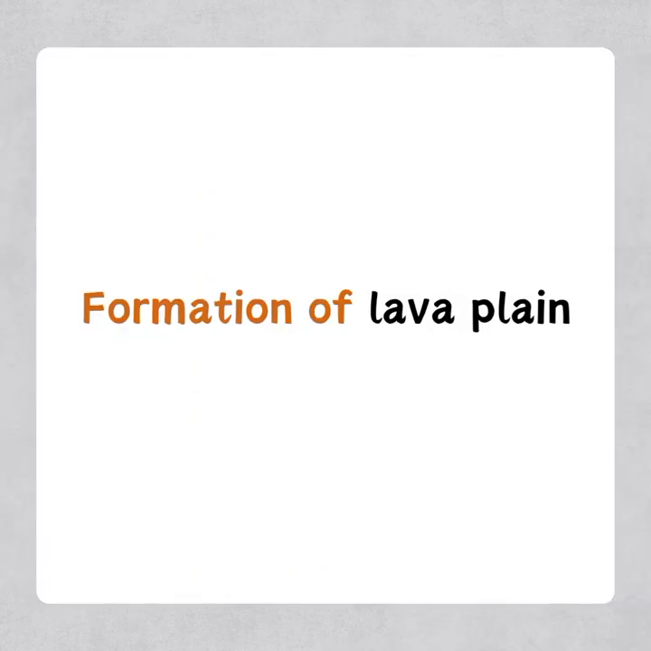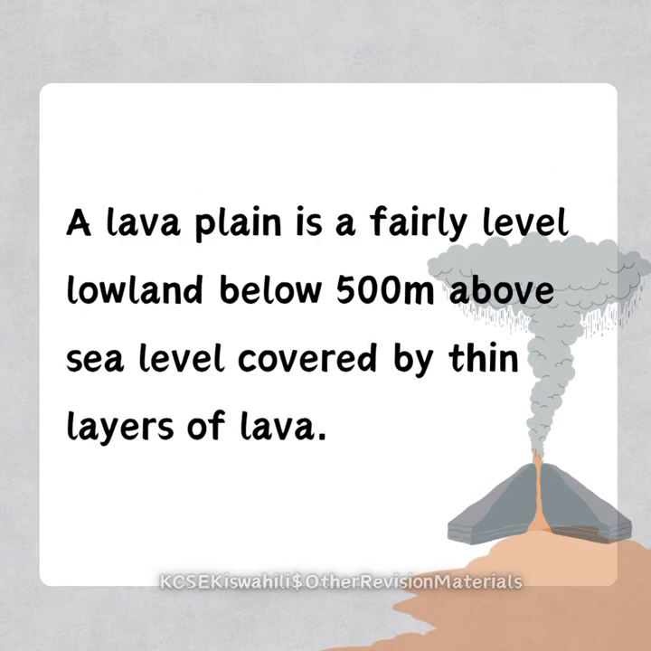Formation of lava plain. A lava plain is a fairly level lowland below 500 meters above sea level and which is covered by thin layers of lava. They are formed as follows.